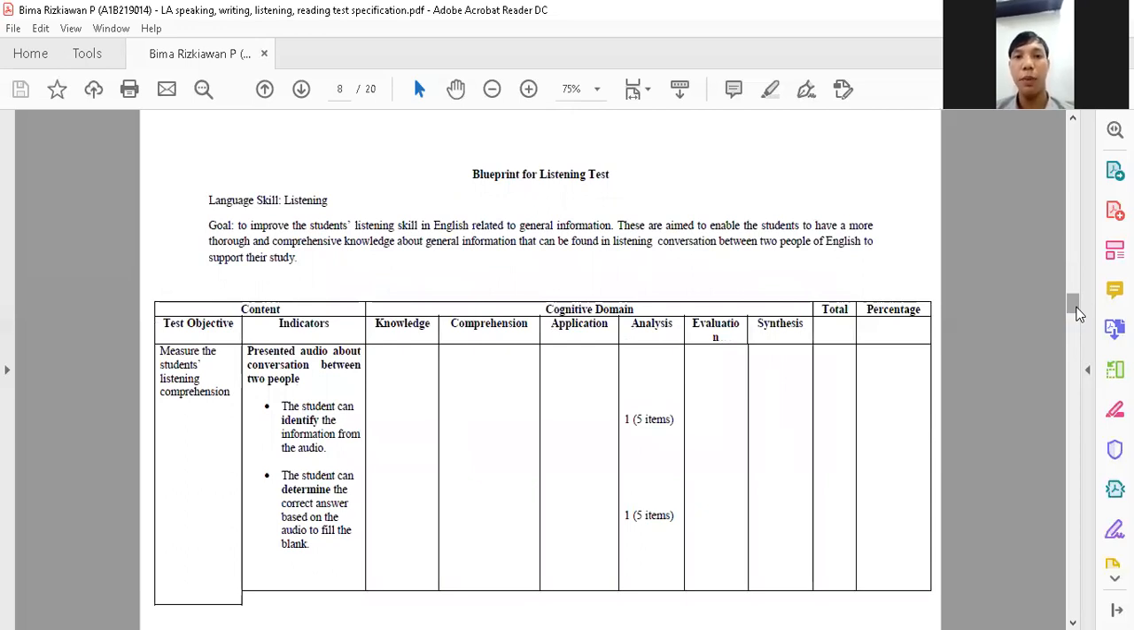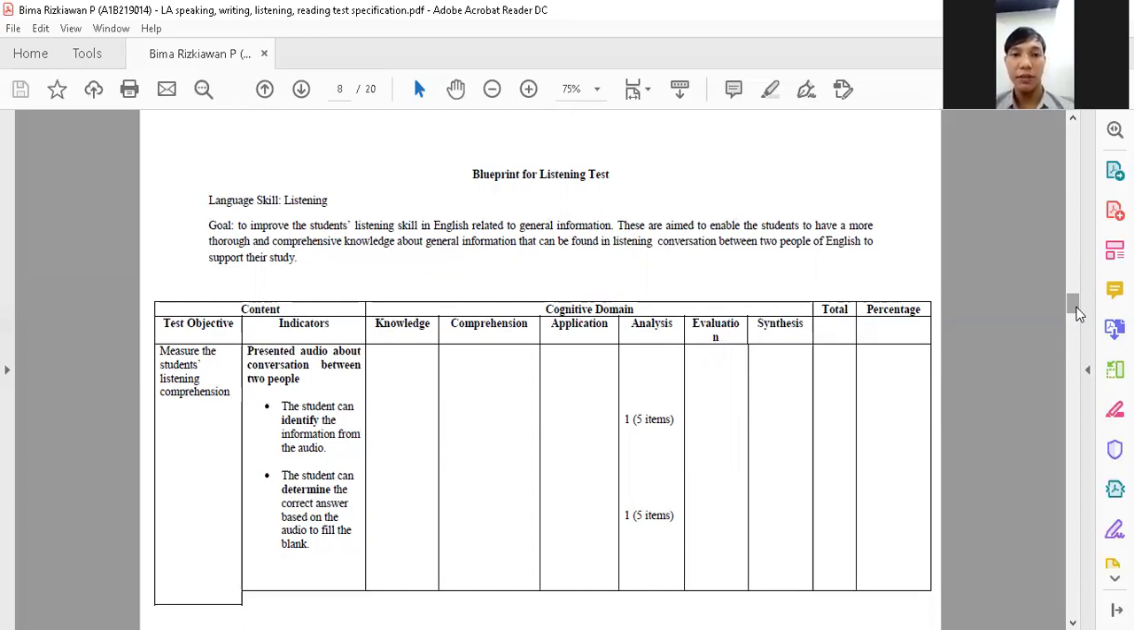This is the blueprint for the listening test. Language skill: listening. Goal: to improve students' English listening skill related to general information. These are aimed to enable the students to have a more thorough and comprehensive knowledge about general information that can be found in listening comprehension between two people in English to support their study.